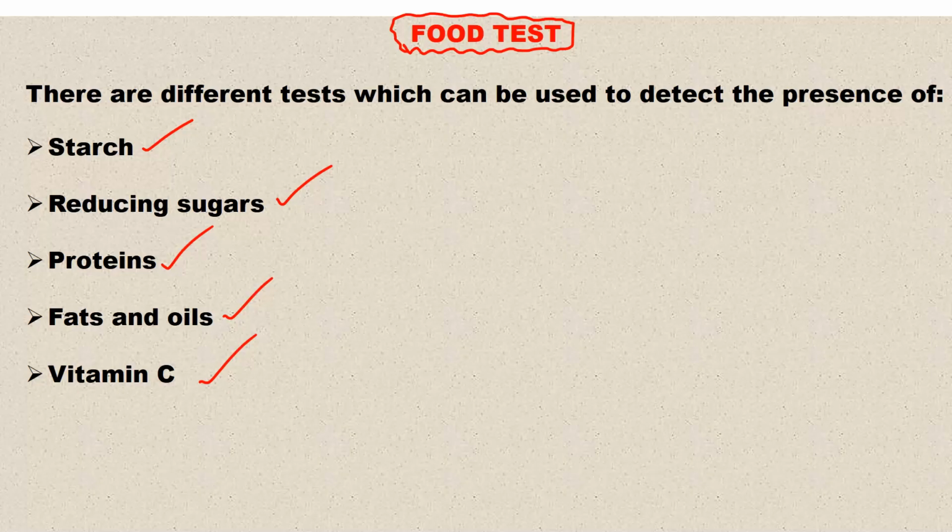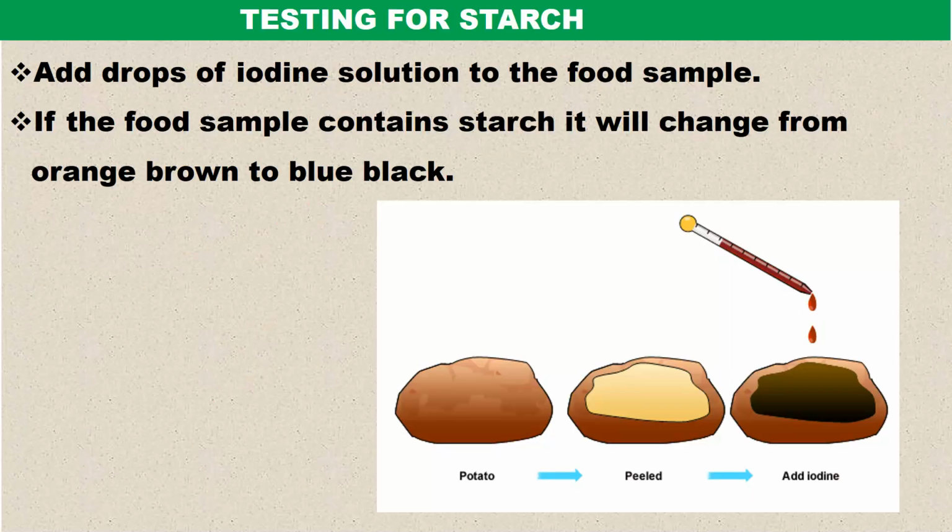So the practical paper, you might find this. It is very important that you understand the procedure and also the color changes, the reagents that are used and all that. So let us look at the first one, which is starch.